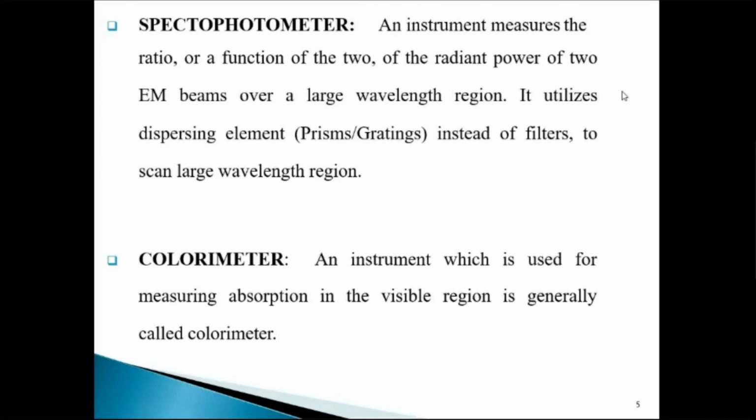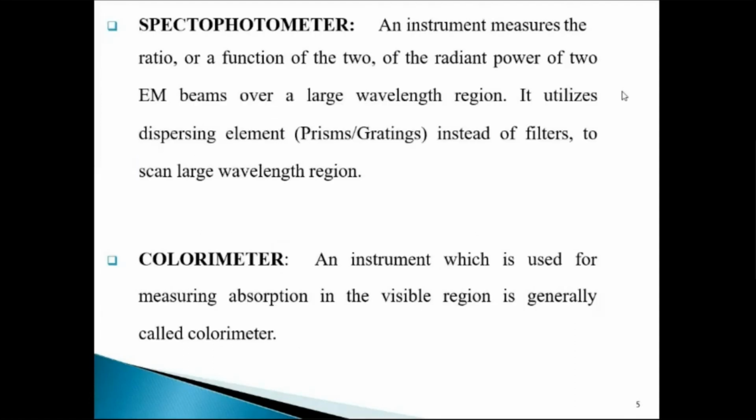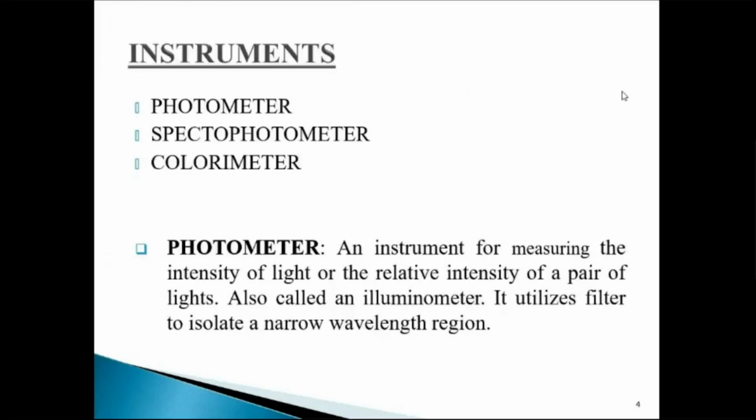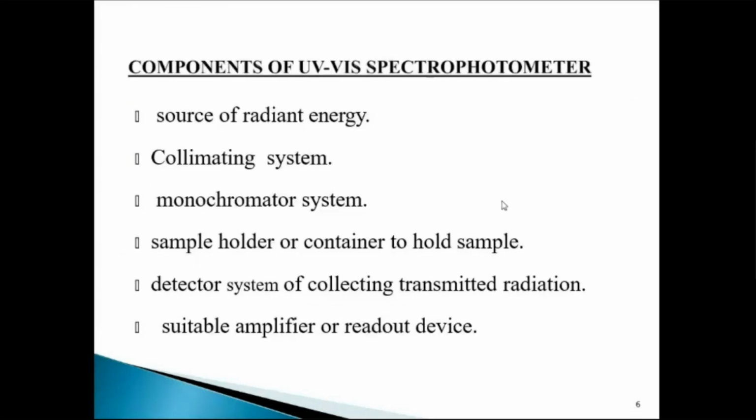Then next comes the colorimeter. An instrument which is used for measuring absorption in the visible region is generally called a colorimeter. Now colorimeter and photometer are very much similar. A photometer is in the range of both UV and visible, while a colorimeter is only in the region of visible light. Go to the next part, components of a UV visible spectrophotometer.